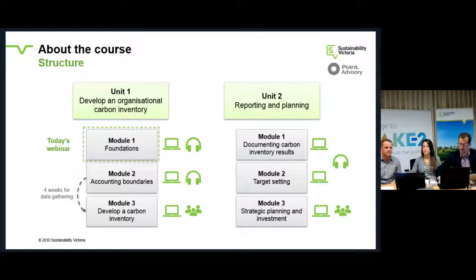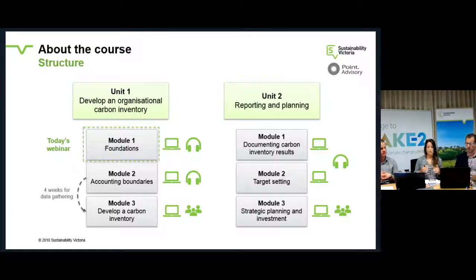Just on the next slide, this is a bit about the structure of the course. This is the first time we talk to you all since last week when the course officially started. So for your benefit, this course is divided into 2 units. Each of them has 3 modules. Unit 1 looks at developing an organizational carbon inventory. The first module is foundations, which is what we're going to talk about today.